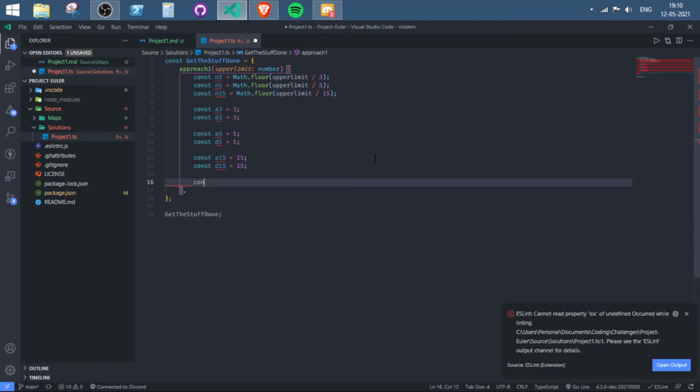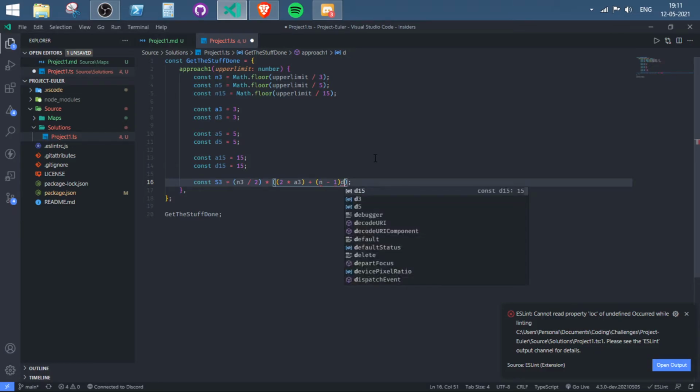Now we can just do const s3 is gonna be, let's just apply the formula. So n3 by 2, I'm gonna put the semicolon here, and then I'm gonna have a3, 2 times, this is a bad habit of mine, plus n minus 1 d, pretty much. So that is what fulfills our formula. Okay, yeah.